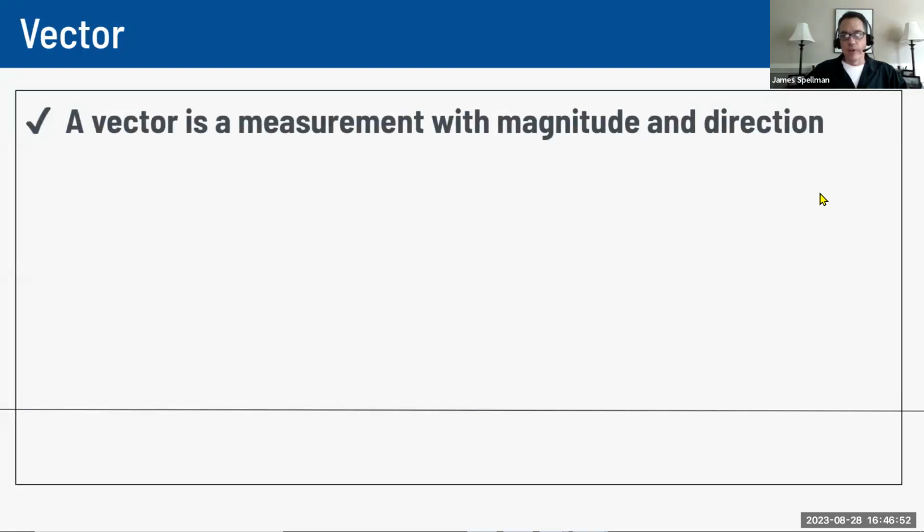So as a reminder, a vector is a measurement that's got magnitude and direction to it. We contrasted this with the word scalar. Something that's a scalar has magnitude only. This was like when we did speed or just distance, which did not have a direction to it. So what we're looking at now is the things that do have a direction to them.